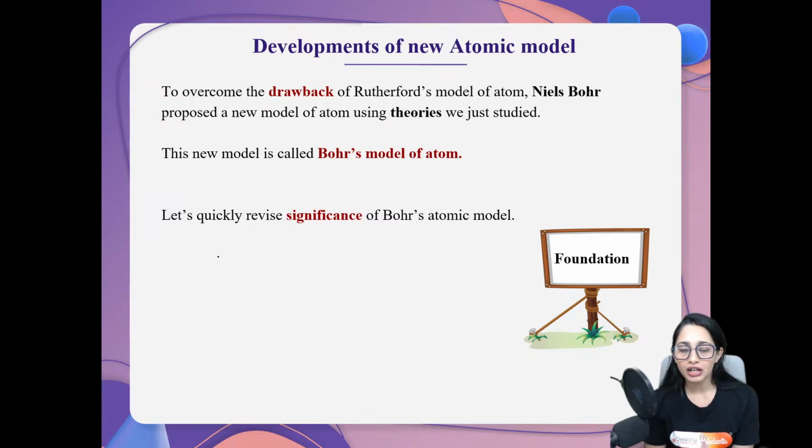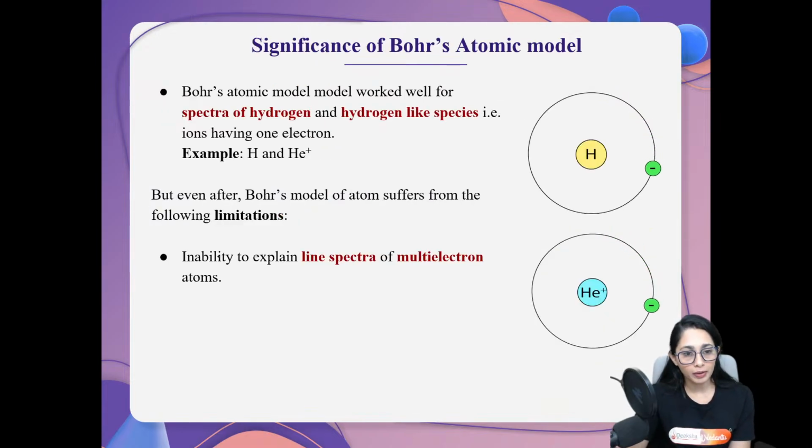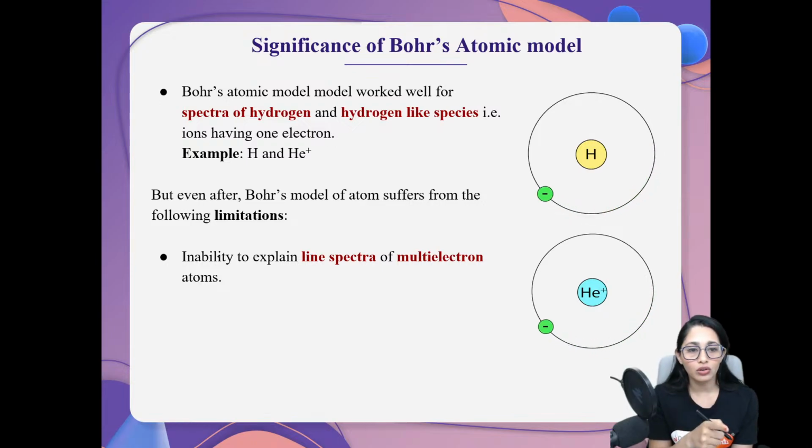So to overcome the drawback of Rutherford's model of atom, Niels Bohr proposed a new model of atom using theories we just studied. This new model is called Bohr's model of atom. Let's quickly revise the significance of Bohr's atomic model today. Bohr's atomic model worked well for spectra of hydrogen and hydrogen-like species, which means that whichever species or element or atom has only one electron, Bohr's model worked for it. But for others, it didn't.